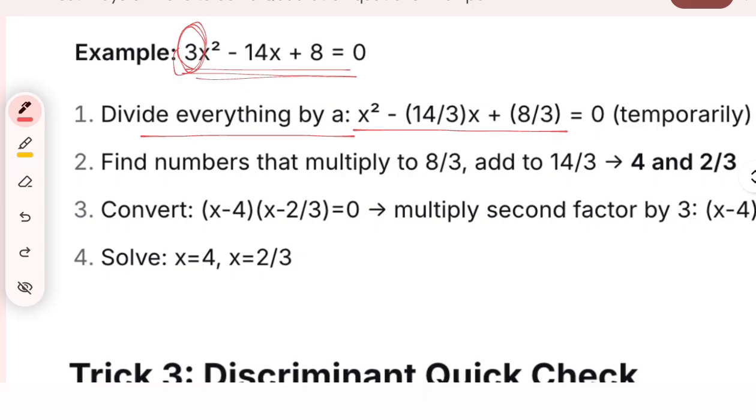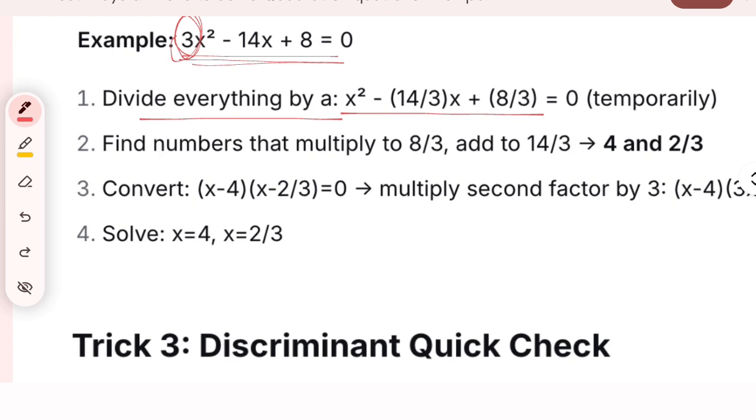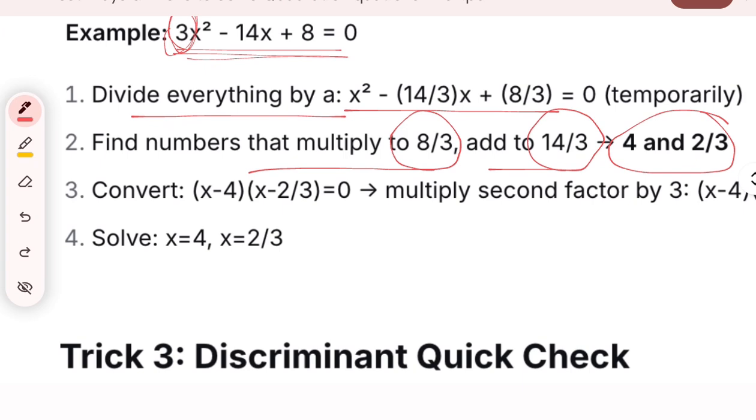And now that you have divided it by 3, it is time for us to find two numbers that when you multiply would result to 8 over 3, and when you add them would result to 14 over 3. Those numbers are 4 and 2/3. So 4 and 2/3 are our answers.